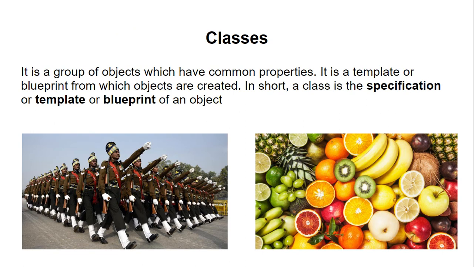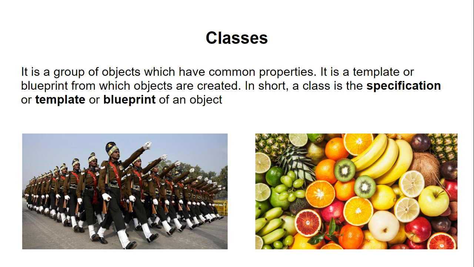So what exactly is a class? These two pictures will make it very clear what exactly a class is in object oriented programming. A class is basically a group of objects which have common properties. If you take the previous example of a car, a car is a group of a lot of cars, and it is a template or blueprint from which objects are created. In short, a class is the specification or template or blueprint of an object.